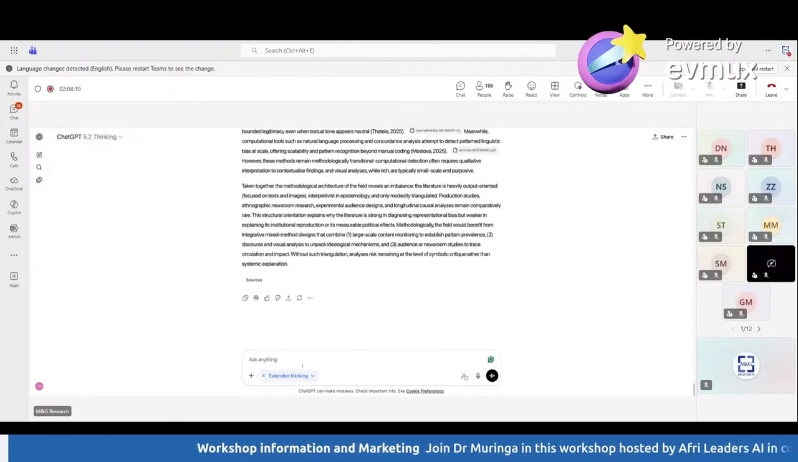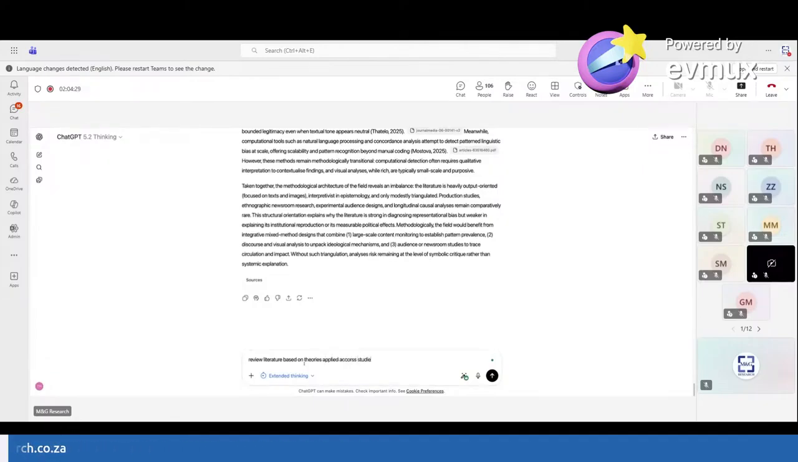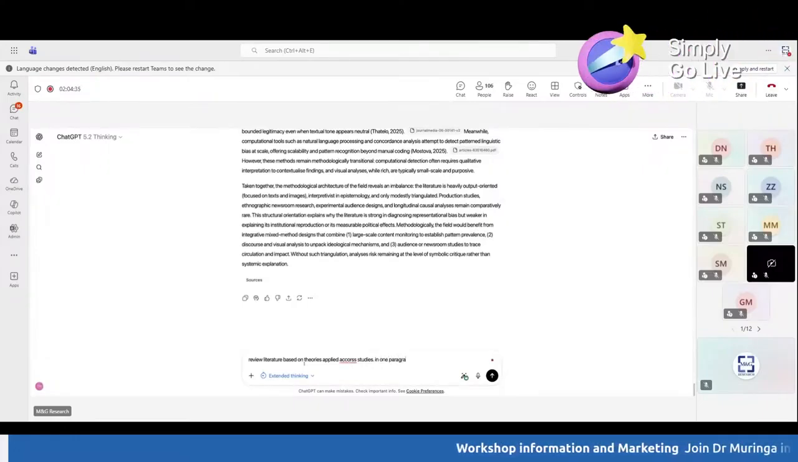I can also choose and say, review the literature based on theories, right? Theories applied across studies, right? In one paragraph. We don't want to waste time. In one paragraph.